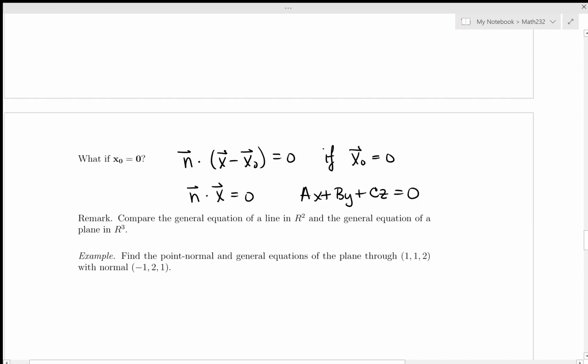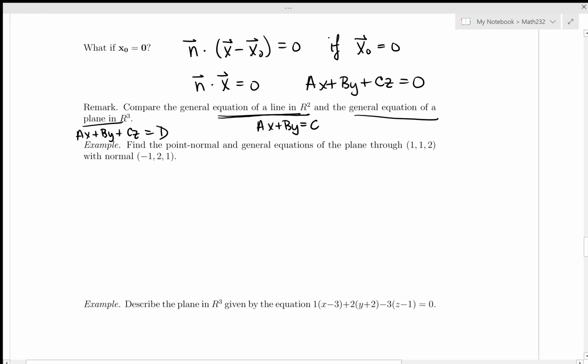So let's just take a look at the general equation of a line in R2. What does that look like? ax plus by equals c. You're used to that from high school or from calculus. And then the general equation of a plane in R3 looks like this. ax plus by plus cz is equal to d. We've just scaled up by one dimension.